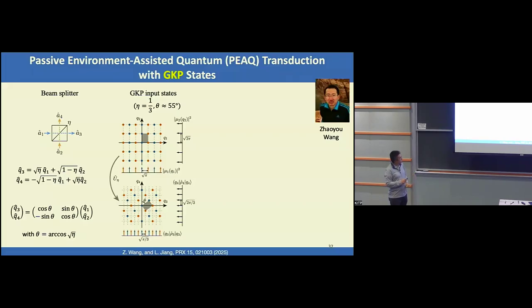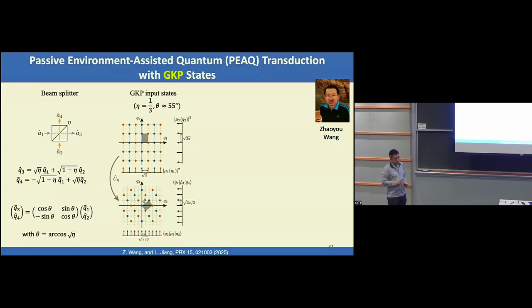Because position 1 has even and odd lattices with the blue and the orange, and position 2 does not encode any information, it's just a regular GKP state with the square root of 2 spacing. So this is just the input for A1 and A2 in their positions. Now, after that beam splitter rotation, this is rotated by 55 degrees, associated with eta of 33%.